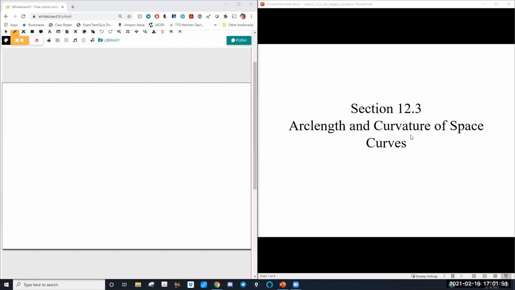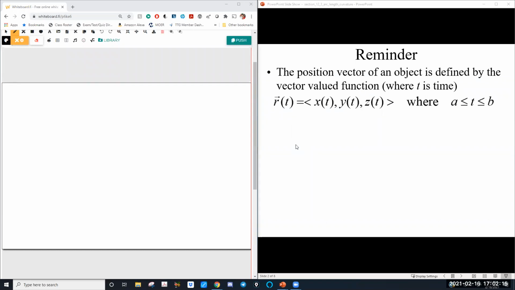So 12.3 is about arc length and curvature. The arc length concept is actually the same concept as what we did in Calculus 2 when we used a definite integral to find the length of a curve. And if you did the length of a curve given parametrically, it's actually the exact same, except now we're doing it in 3D instead of just 2D. So this is just what we talked about the last couple classes. We started talking about a vector valued function given by r of t. And basically, this is just a way of organizing parametric equations of our space curve.